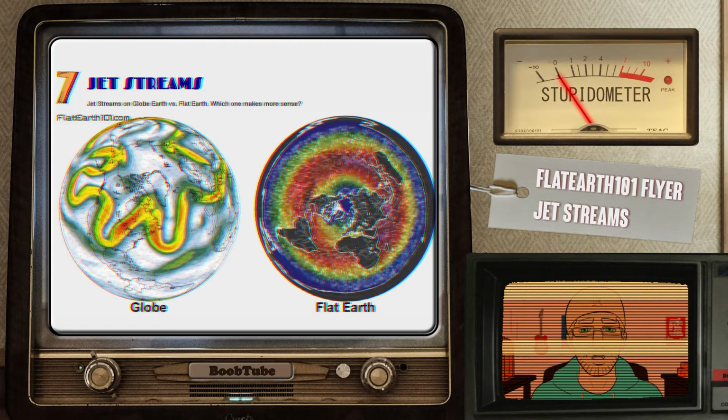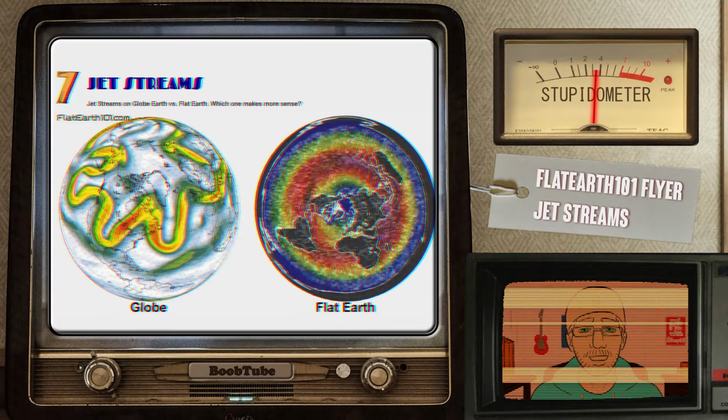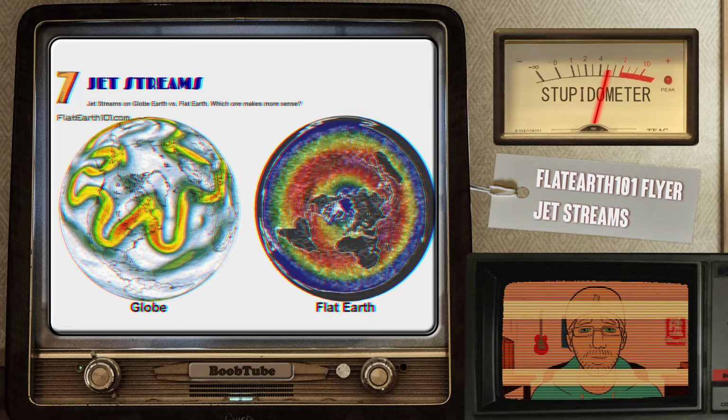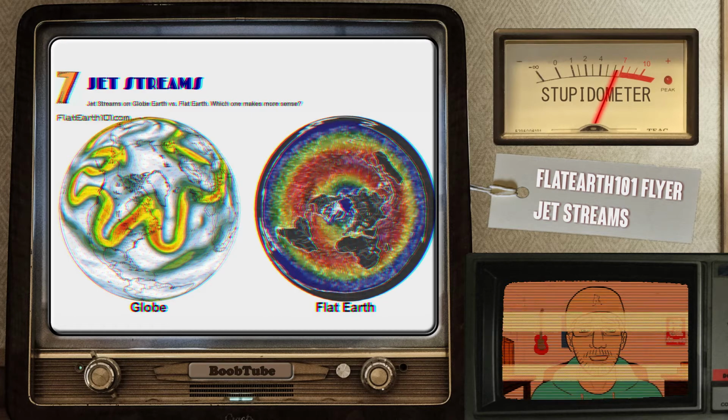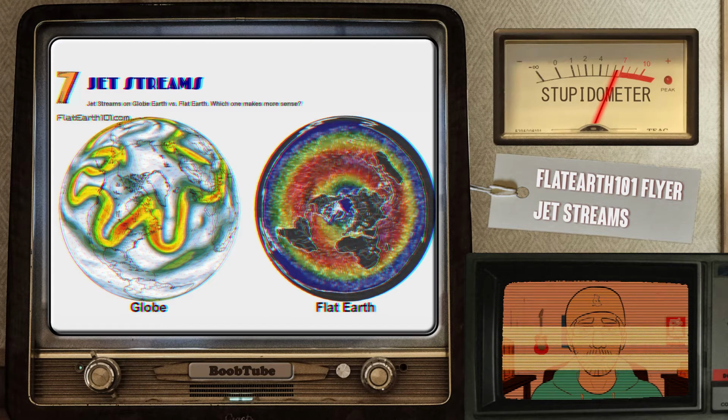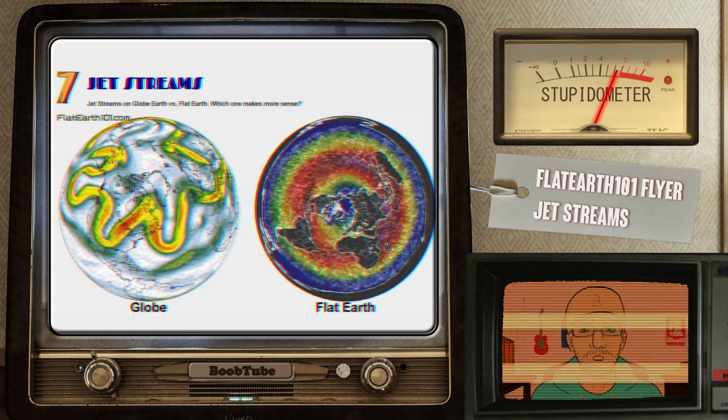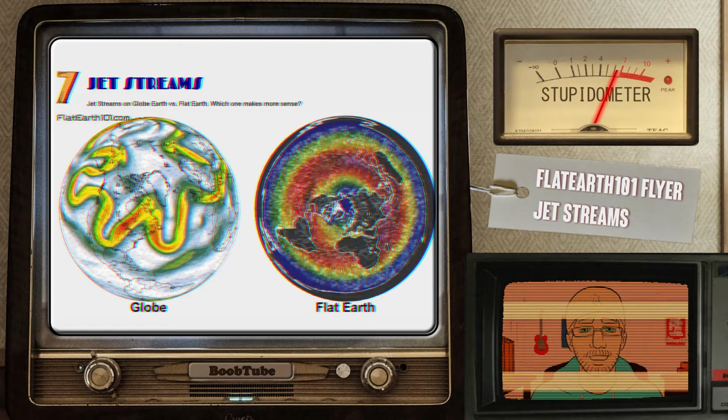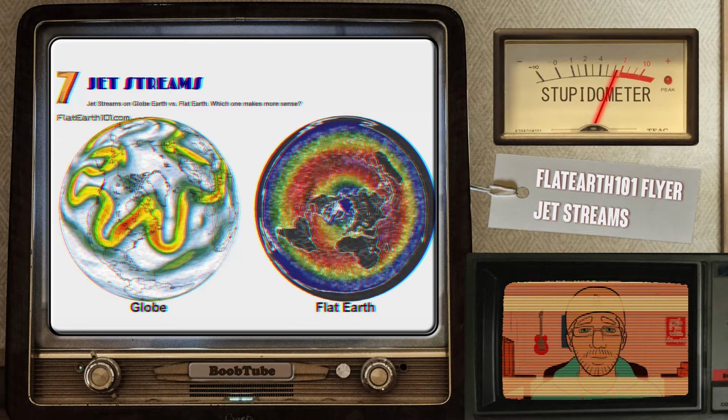Jet streams on globe Earth versus flat Earth. Which one makes more sense? Followed by 2 images. Really? Lazy much? In all seriousness, which one makes more sense? Well, to me, the globe one. But do keep in mind that I know a little bit about what jet streams are, how they are formed, and why they behave that way.